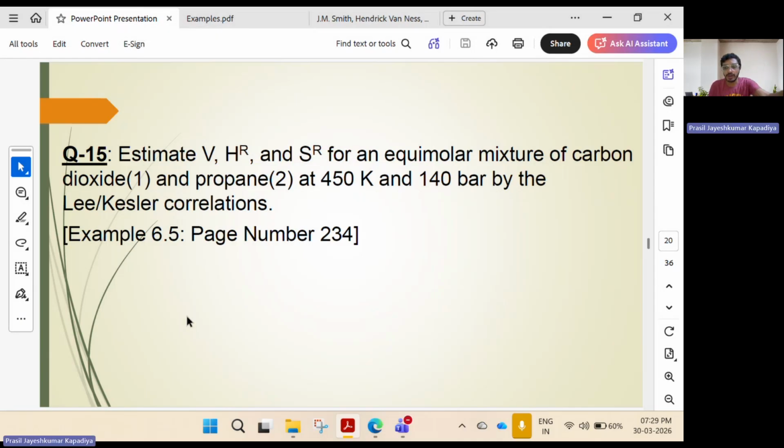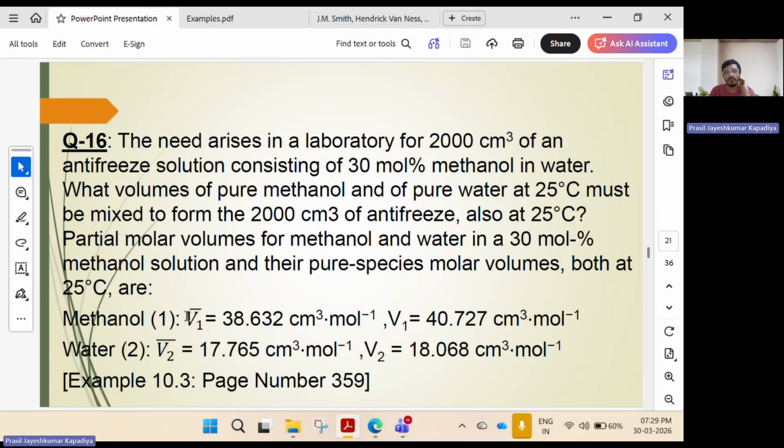Okay, now let's try to move ahead. So we have also studied partial molar properties, so the problem is based on that. The need arises in a laboratory for 2000 centimeter cube of an antifreeze solution consisting of 30 mole percent methanol in water. So we have 30 mole percent methanol and 70 mole percent water, making 2000 centimeter cube of solution.